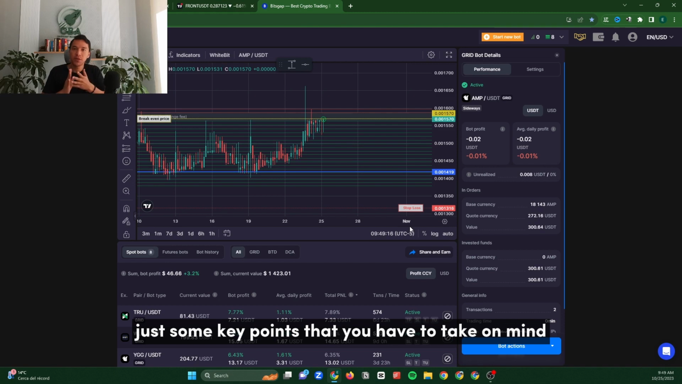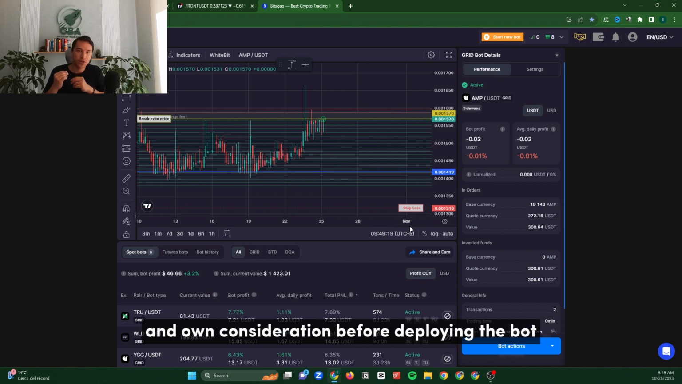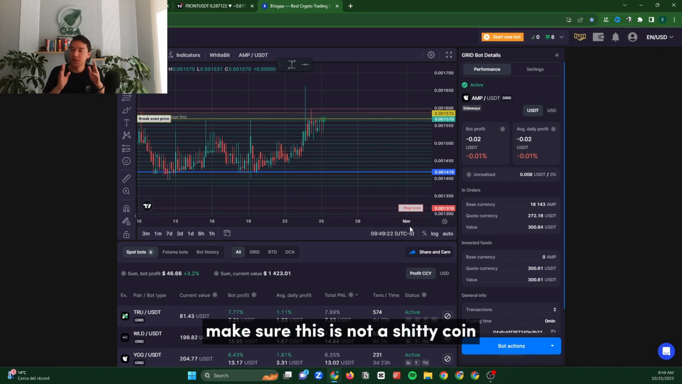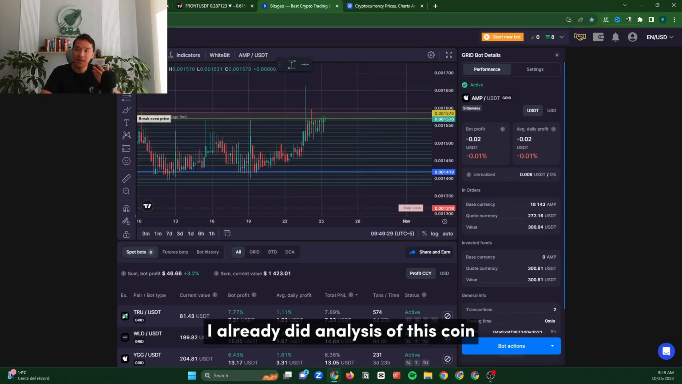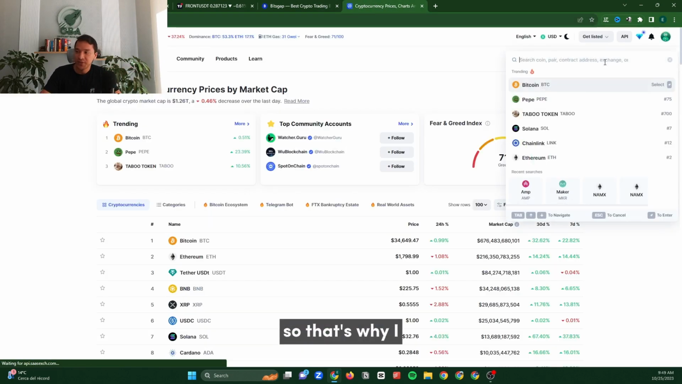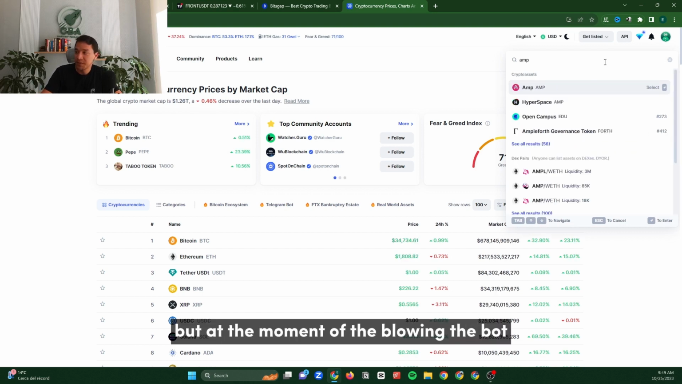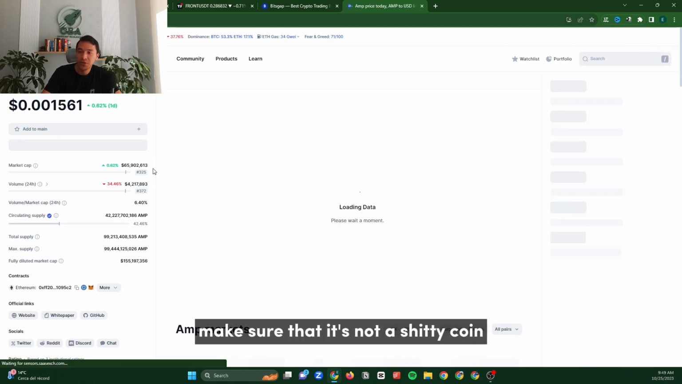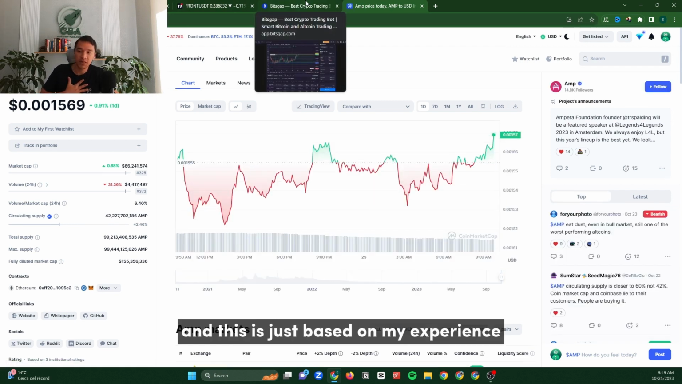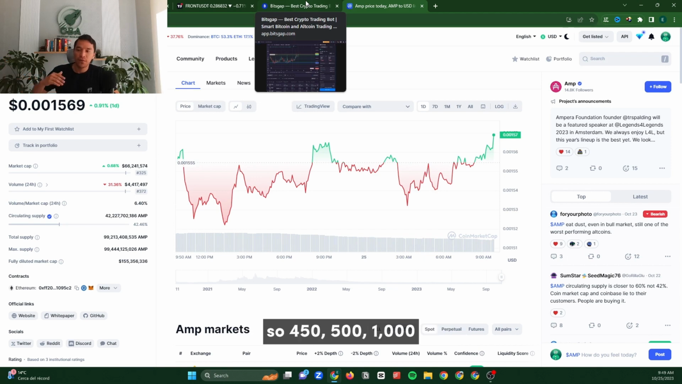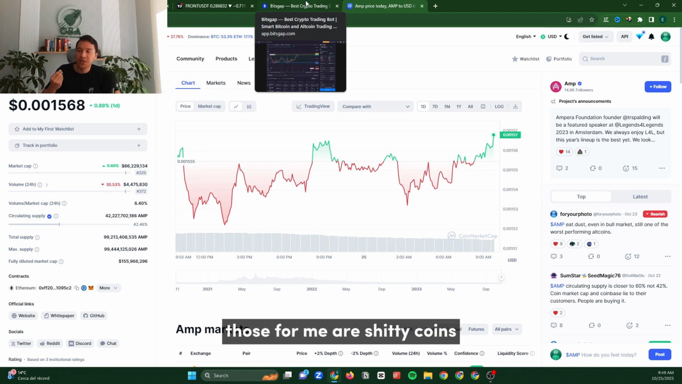Just some key points that you have to take into consideration before deploying the bot. Make sure this is not a bad coin, something I forgot to mention. I'm sorry about that. So you'll have to go to CoinMarketCap. I already did the analysis of this coin, so that's why I forgot to do it here. But at the moment of deploying the bot, make sure that it's not a bad coin. And personally, based on my experience, bad coins are over 400, right? So 450, 500, 1,000, 2,000, 3,000. Those for me are bad coins.